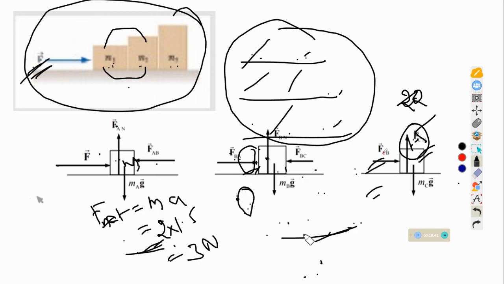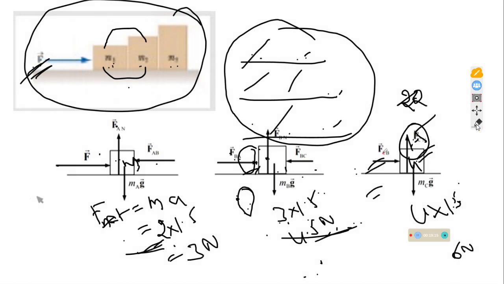What about the second block? Second block mass is 3, acceleration is 1.5, so 4.5 newtons approximately. And the third block mass is 4. So what is the net force acting? 4 into 1.5, 6 newtons is the net force. Because of that net force only, that amount of acceleration is created. If you know the mass and acceleration, with the help of the force formula, we can find the resultant force. So that is the third question.